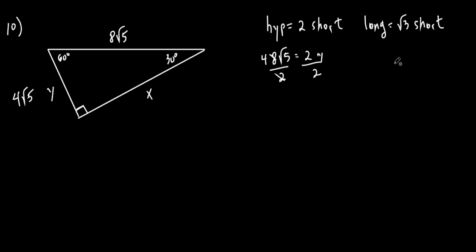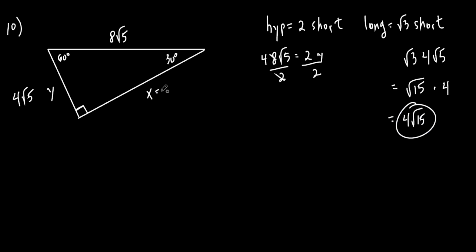So I know the short leg. What is it? 4 square root of 5 times what? I have to multiply by the square root of 3. So really, what am I multiplying here? Just the square roots, right? What's the square root of 3 times the square root of 5? Square root of 15. That's right. Times a 4. We'll write it a little nicer: 4 square root of 15. And that is x. That's your longer leg, 4 square root of 15.